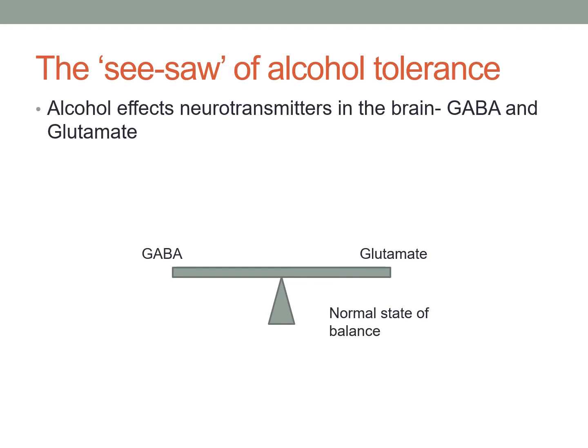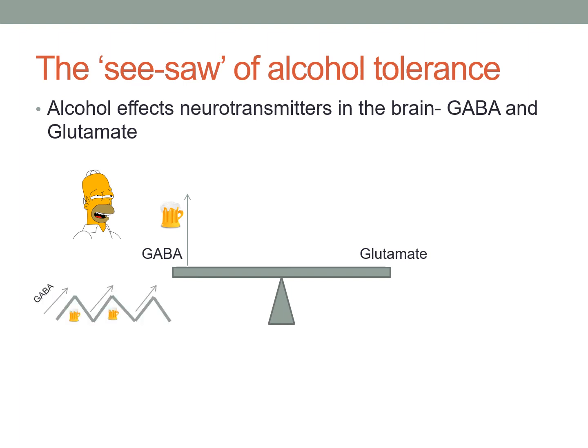Here we have what's called the seesaw of alcohol tolerance. So alcohol affects neurotransmitters in the brain, GABA and glutamate. So the body maintains a normal state of balance of GABA and glutamate. GABA has a calming effect, whereas glutamate has an agitating effect on people. So when you drink alcohol, GABA levels go up, leading to feelings of relaxation, calmness and sociability. And then the next day, those GABA levels are going to drop back to normal.